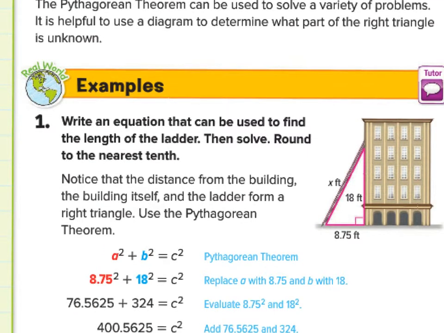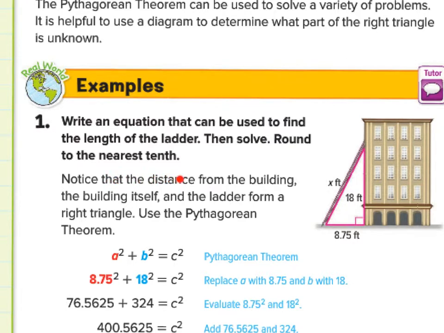So here it is. Write an equation that can be used to find the length of the ladder. Okay, so the hypotenuse is the ladder. Then solve. Round to the nearest tenth. So we have 8.75 squared plus 18 squared equals x squared, right? And you can see that we have that here.